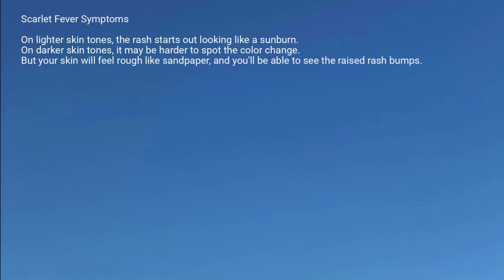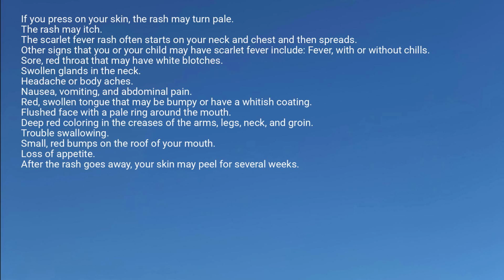Scarlet fever symptoms. On lighter skin tones, the rash starts out looking like a sunburn. On darker skin tones, it may be harder to spot the color change. But your skin will feel rough like sandpaper, and you'll be able to see the raised rash bumps. If you press on your skin, the rash may turn pale. The rash may itch. The scarlet fever rash often starts on your neck and chest and then spreads.